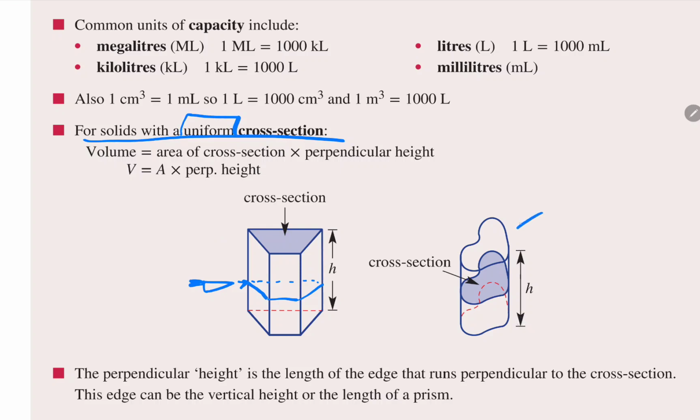So similarly, that shape there also has a uniform cross section. So the volume is very simple. Volume is just the area of the cross section times the perpendicular height. Selena, remember this one? We did this one last year. Maybe. Hopefully. You do? Yes? Okay, so it's the area of the cross section, that one there, and then you just multiply that by the height of the shape.